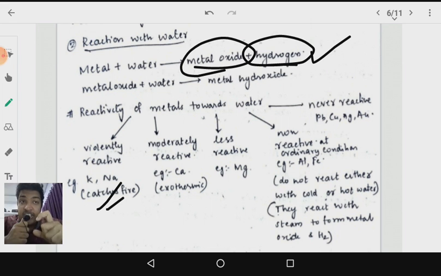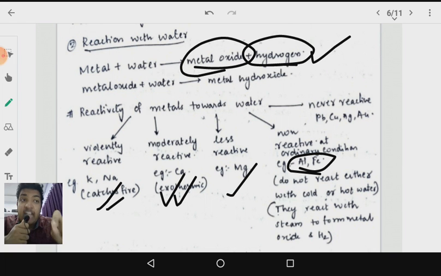Next, calcium is moderately reactive. If you put some calcium in water, it releases some heat, but this heat is not enough to burn calcium. It does not catch fire, so that is a moderately reactive element. Next, we have less reactive elements such as magnesium. Then there are non-reactive elements at ordinary conditions such as aluminium and iron.